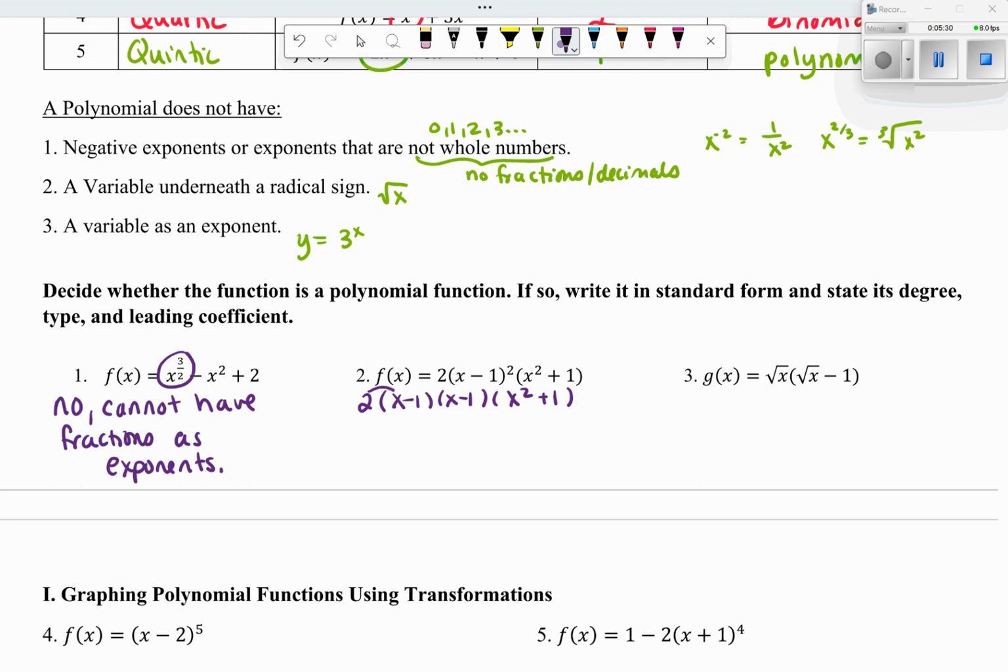I'm going to distribute the 2 here. So we get (2x minus 2) times (x minus 1) times (x squared plus 1). So we're just going to go ahead and FOIL this out. So the next step, first, outside, inside, last. So this gives us 2x squared minus 2x minus 2x plus 2, which when we combine our middle terms there, we get 2x squared minus 4x plus 2, and that's multiplied by x squared plus 1.